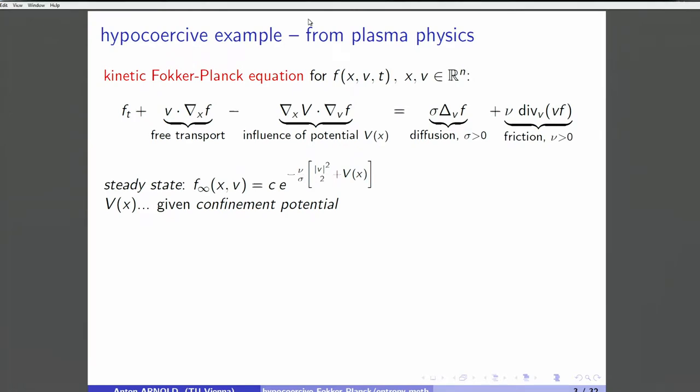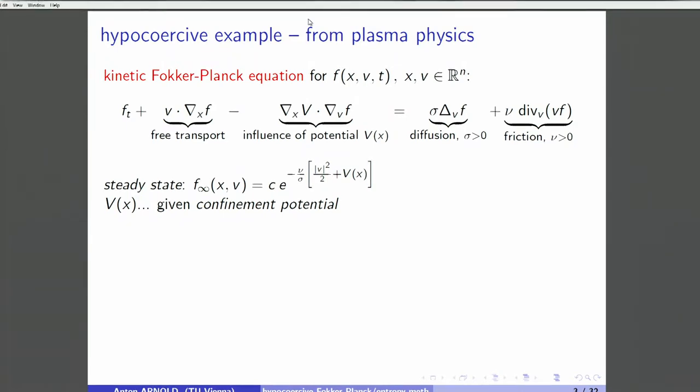So let me put up an example where such Fokker-Planck equations appear in kinetic theory, for example from plasma physics. What was the variable x on the previous page is now the pair x and v, x being position, v being velocity or momentum, if you prefer. Here we have a phase space probability density f, say non-negative, and on the left-hand side we have the Hamiltonian part of this evolution. Here the free transport of this function f, and here the influence of some given external potential, capital V of x. Think of a potential that grows towards infinity, for example quadratically.